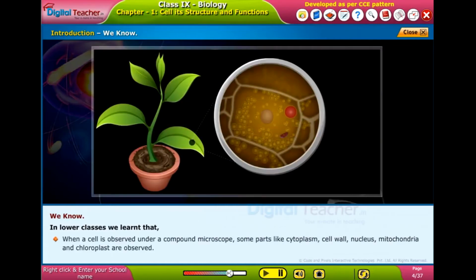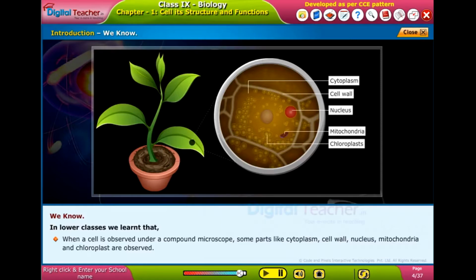When a cell is observed under a compound microscope, some parts like cytoplasm, cell wall, nucleus, mitochondria, and chloroplast are observed. When the same cell is observed under an electron microscope, some other structures are visible.